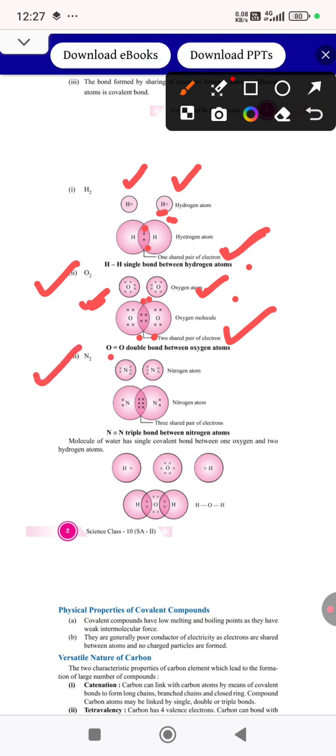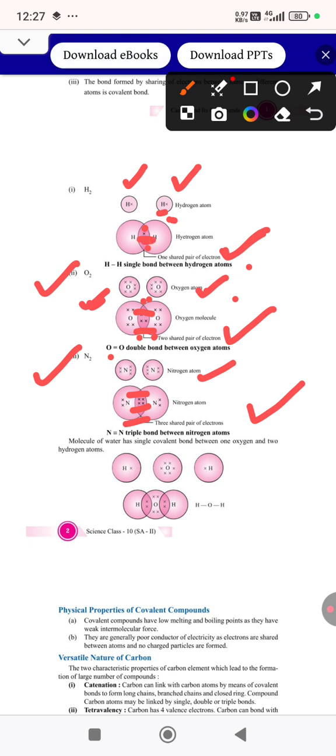Nitrogen has 5 electrons in its outermost shell, so 3 electrons from each atom are shared, and they share 3 pairs of electrons, so a triple bond is formed here. Double bond here, single bond here.